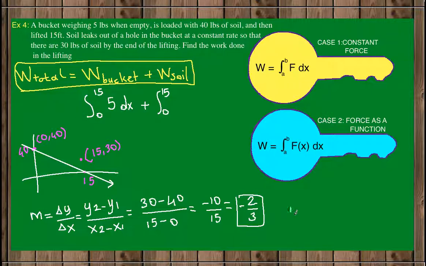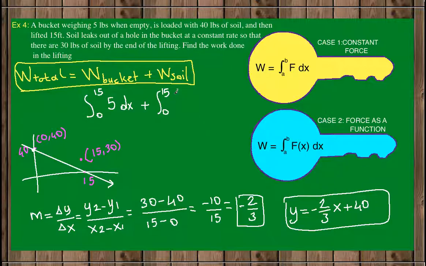So our equation is y equals negative 2/3 x, and our y-intercept is 40, plus 40. So this is the equation of the force as a function of x. So we're going to plug in here negative 2/3 x plus 40 dx. And if it was in kilograms, we would have to multiply this whole function by gravity. But here we're not doing that because it's in pounds.